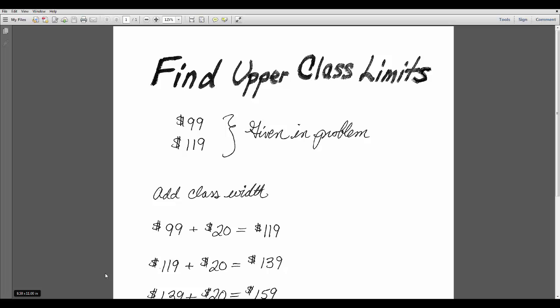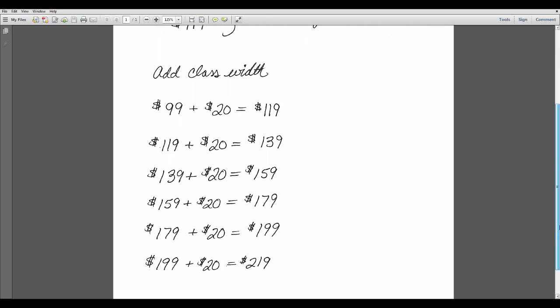So we were given that the first two classes, the upper class limits, are $99 and $119. So all we do is add the class width, which we had previously calculated as $20. So we add that to the upper class limit for the first class, that's $99, and that's $119. So that determined our second class, which we were also given, but I just wanted to illustrate the process. Then for our second class, the $119, we add $20 and we get $139. And we continue that process.